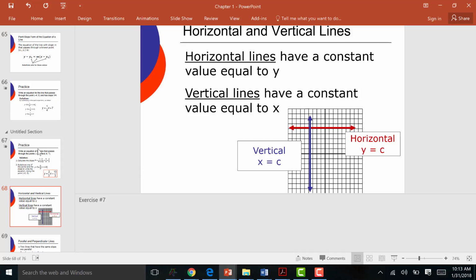Look at where it crosses. Where does the red line cross the y? Well, let's count. 1, 2, 3, 4, 5. Done. That's the equation of the horizontal line. That's it for every horizontal line.